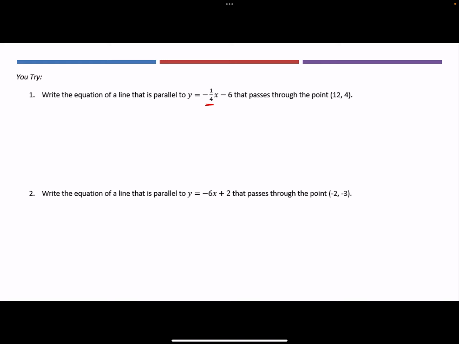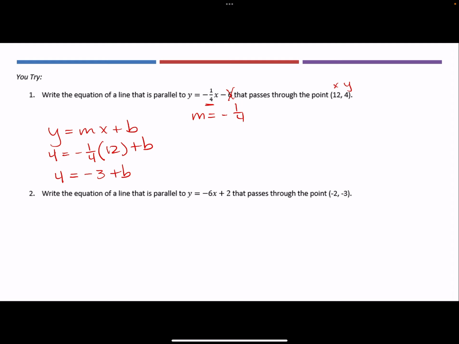So I know parallel lines have the same slope. So my slope has to be negative 1/4. And it's going to go through this point, x, y, right? So I'm just going to use slope-intercept form. So 4 equals negative 1/4 times 12 plus b. Use your calculator. Negative 1/4 times 12 is actually negative 3.